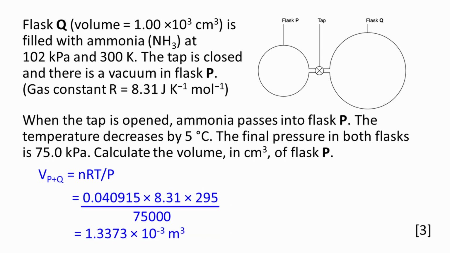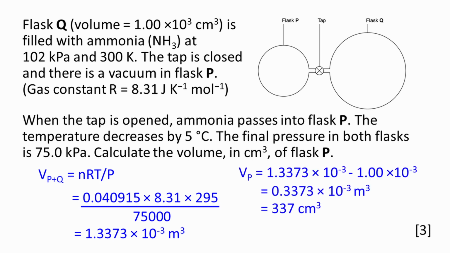Using these values, the combined volume of both flasks works out to be 1.3373 times 10 to the minus 3 meters cubed. To find the volume of P alone, subtract the volume of Q from the combined volume. Finally, to convert from meters cubed to centimeters cubed, multiply by 1 times 10 to the 6, or 1 million. The final answer works out to be 337 centimeters cubed.